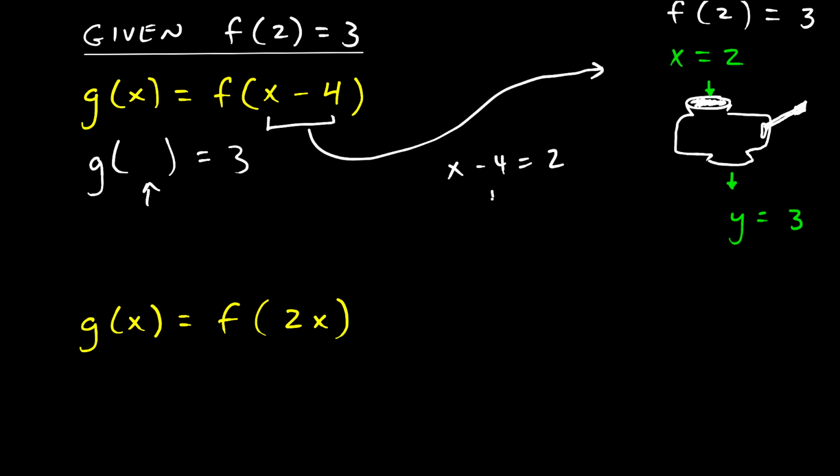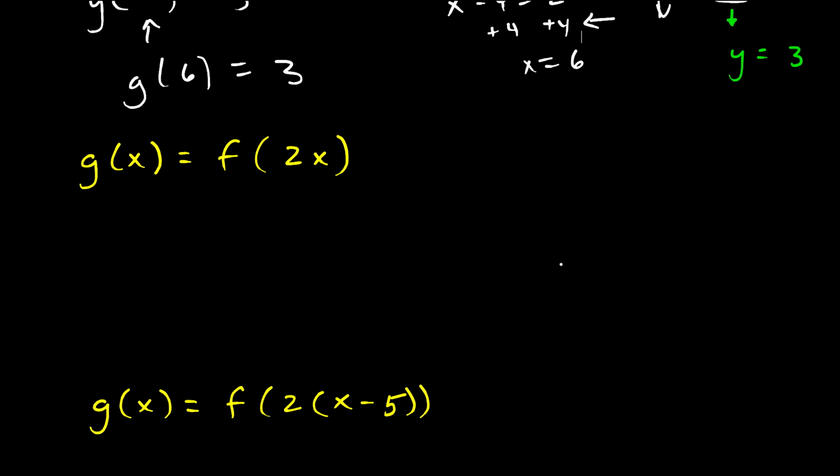So we just add 4 to both sides. So we get x equals 6. This means that for the g function, g of 6 will be equal to 3 because 6 minus 4 would give us f of 2, and we know f of 2 is going to give us a 3 as an output. So this will explain to many of you why a minus 4 on a graph really means go right 4, because of what we have to do to find that value.